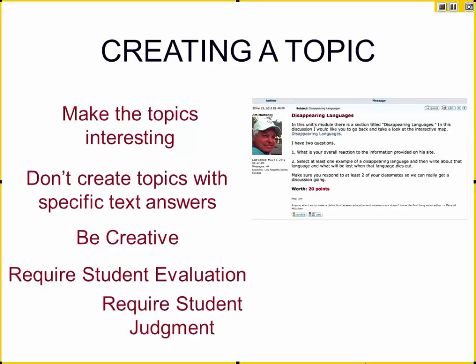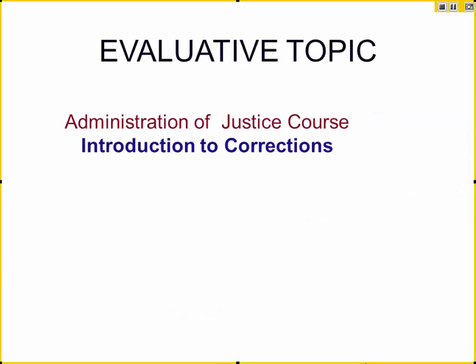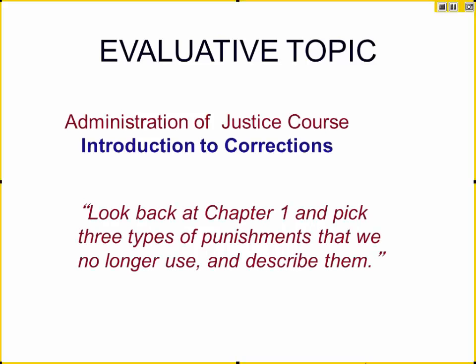Require student evaluation, require student judgment. That's really the key. You want them to evaluate something. Now, this would be the example I like. I had an Administration of Justice course, Introduction to Corrections. He wanted to make sure they had read the chapter, and the chapter was on punishments that were no longer used. So here was his question: look back at chapter 1 and pick out 3 types of punishments that were no longer in use and describe them. That might be good for a homework assignment, but if there are only 8 of them in the chapter, the third student cannot finish the assignment, and you've got another 28 students.